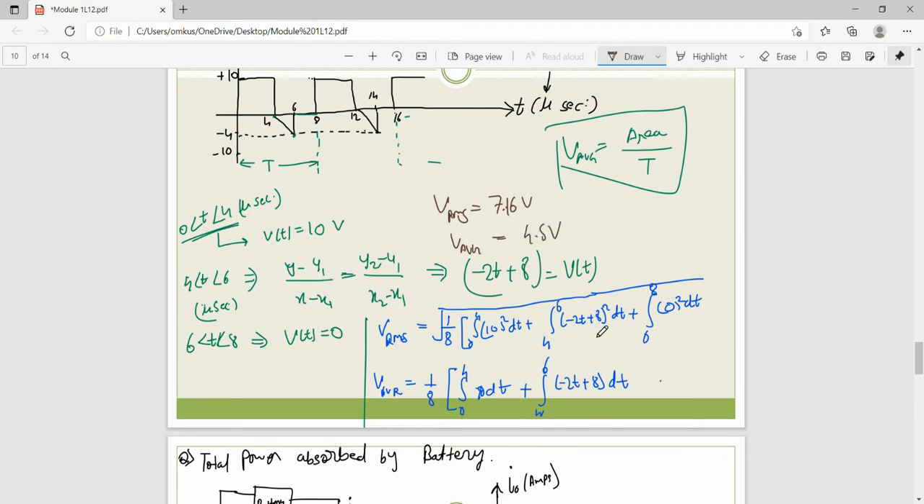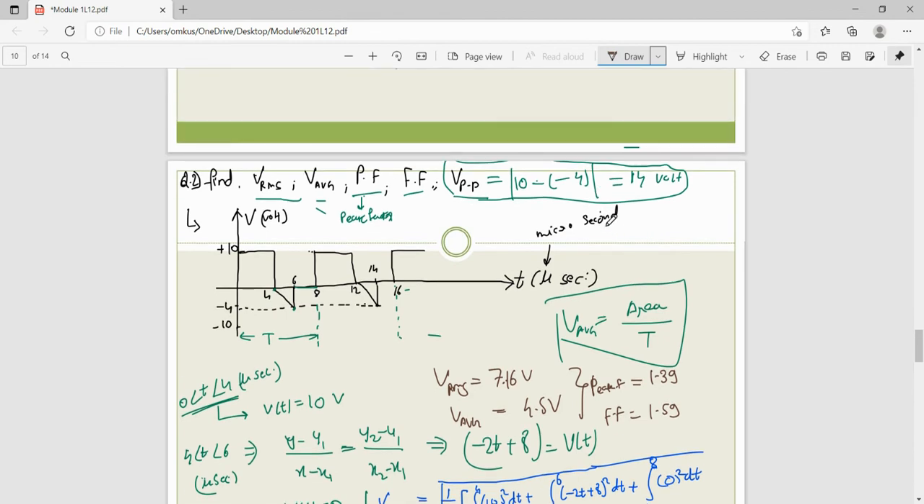Now see, by finding these two values, you can easily find out the peak factor. Peak factor is equal to Vmax by Vrms, right? When you take the ratio of these two, you will get 1.39, and form factor is equal to 1.59. And the peak to peak factor we already calculated here.